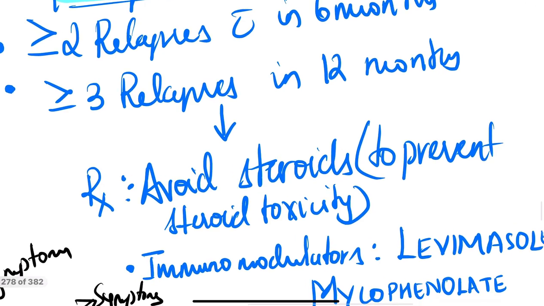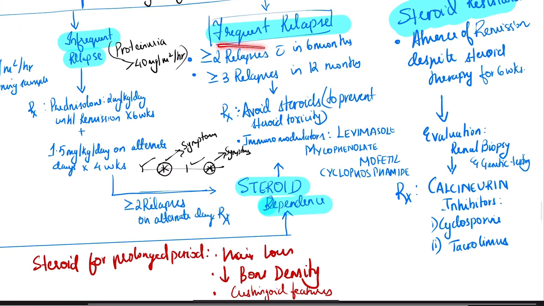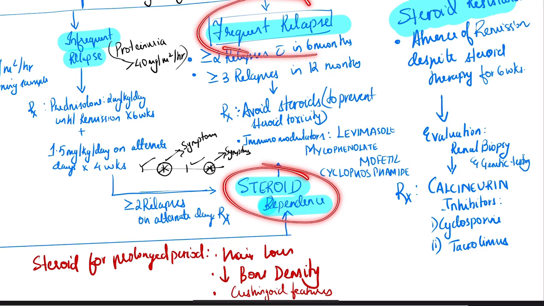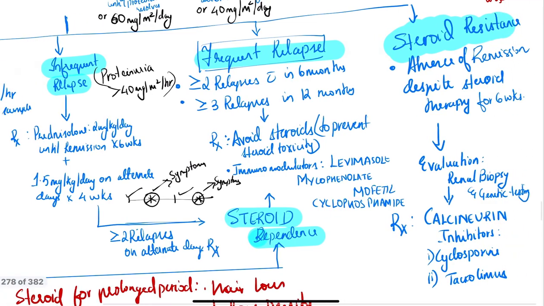Okay, so here also you can't be giving steroids in every relapse because of associated steroid toxicity. Start them on immunomodulators. So here two things are tackled by the same group of drugs, immunomodulators: steroid dependent cases as well as frequent relapse. Okay, so this is clear, right? That is immunomodulators, again levamisole, mycophenolate mofetil, and cyclophosphamide.